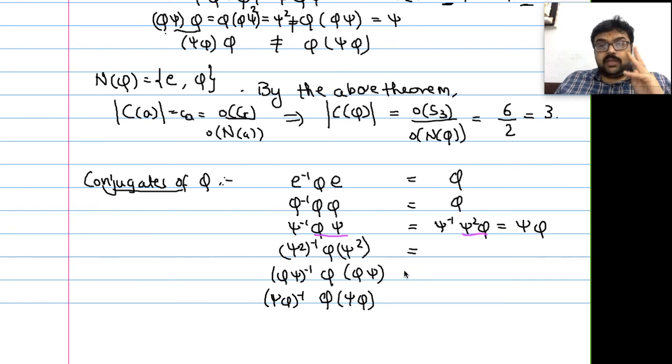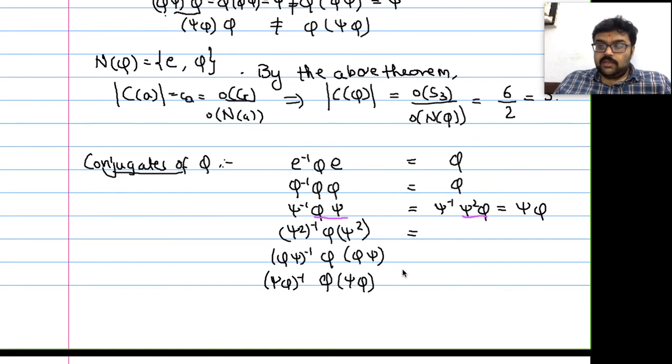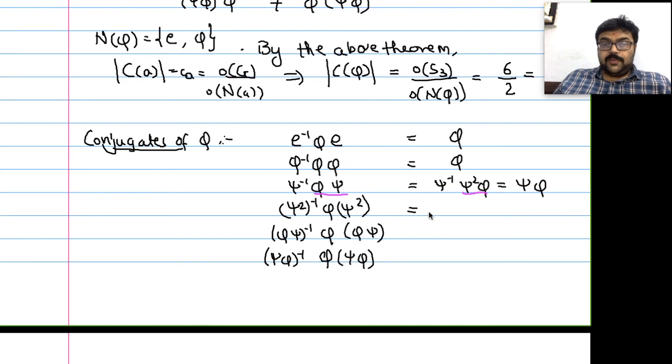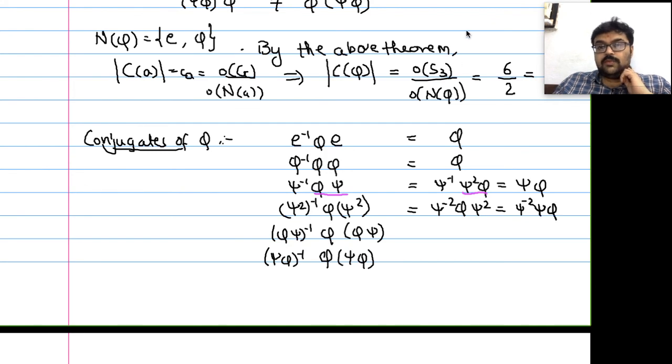We should be getting 3, not more than 3. If we get more than 3, we are making some mistake. So this is psi raised to minus 2 and phi psi square. What is phi psi square? Phi psi square is psi phi. So psi raised to minus 2 psi phi. This is what we have used here.